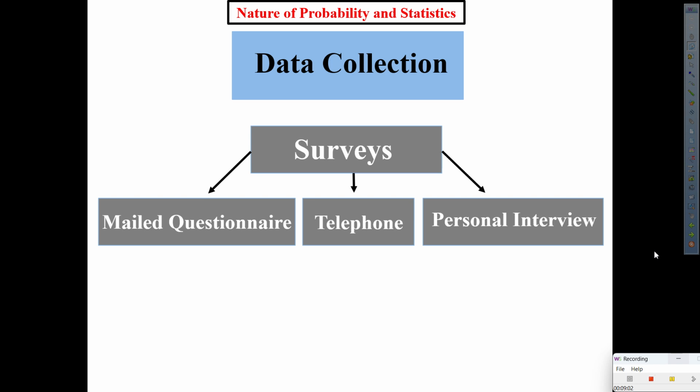So, once again, to collect data, the first thing they use is surveys. What are the three most common types? Mail questionnaire, by telephone, and personal interview. Those are the three most common.